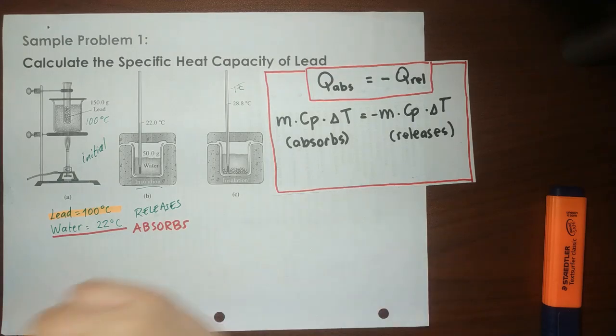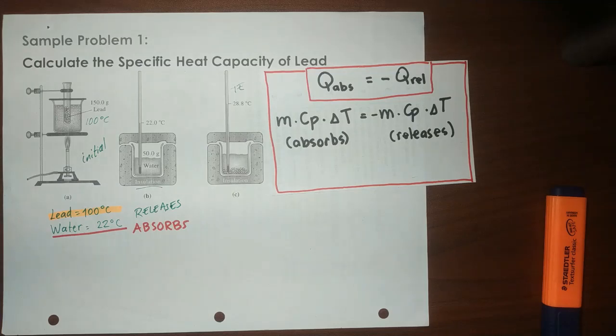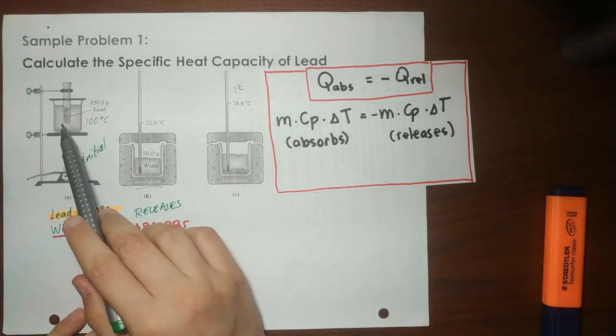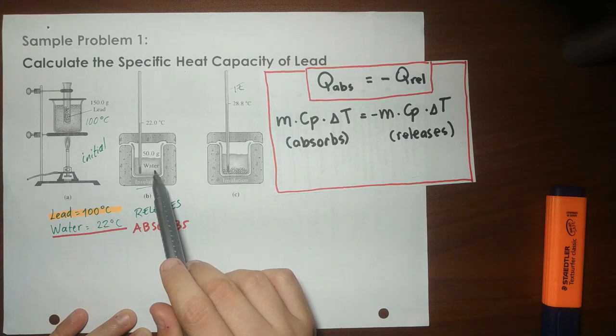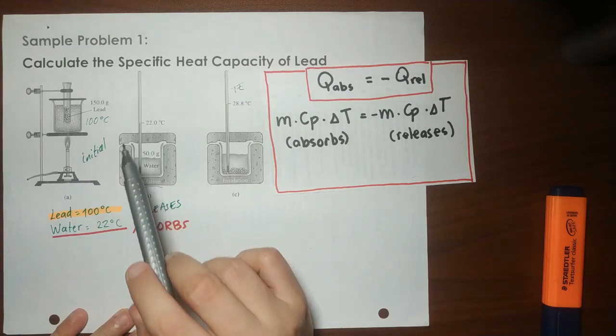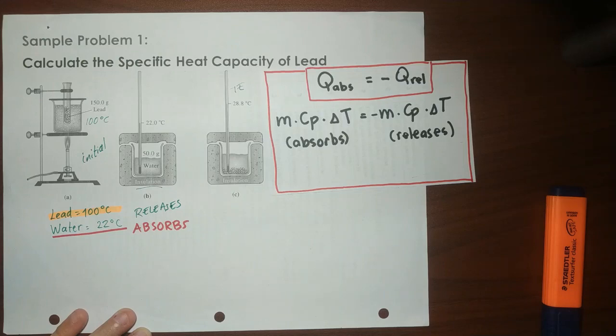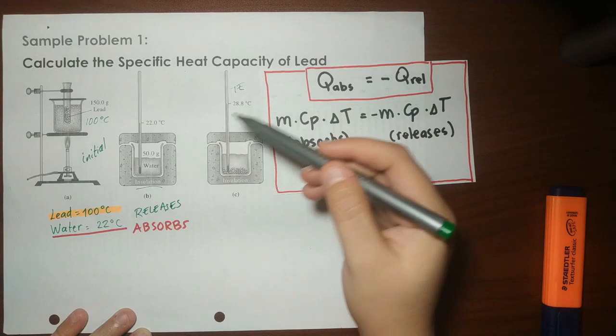Hi guys, today we're going to talk about specific heat capacity. We have a situation right here in which 150 grams of lead is being heated to 100 degrees Celsius initially. Then the lead will be placed into this beaker that is isolated right here. This beaker has 50 grams of water in it, which had an initial temperature of 22 Celsius. And what happens after you add the lead? The temperature will be increased.